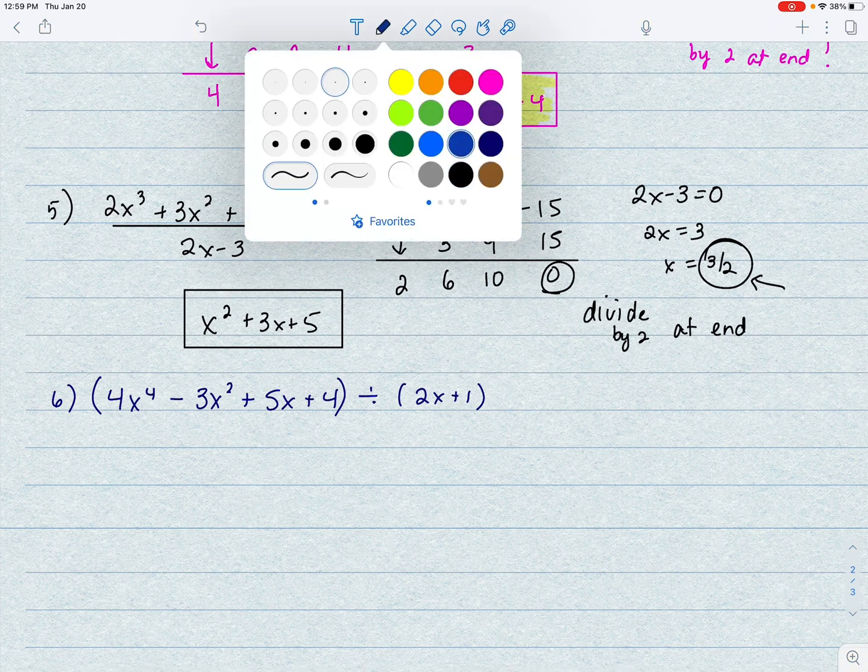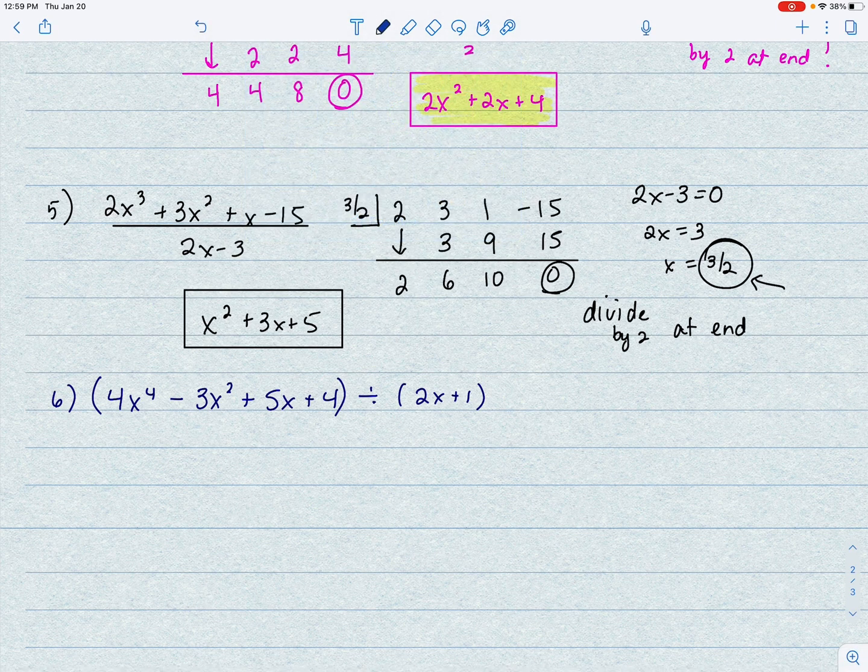Okay, one more of those. So in the box, we're going to put a negative a half, because that's what you would get if you set 2x plus 1 equal to 0. That goes in the box. Be careful, this one is missing a term. It goes 4x to the fourth, nothing x to the third, then an x to the second, x, and the constant. Bring down the first number, multiply.